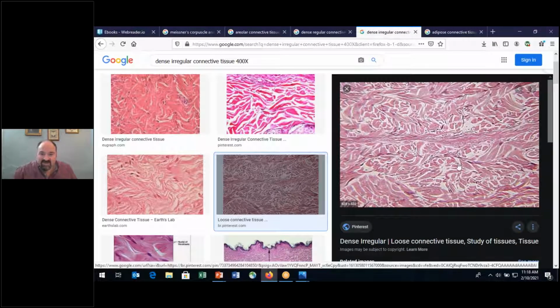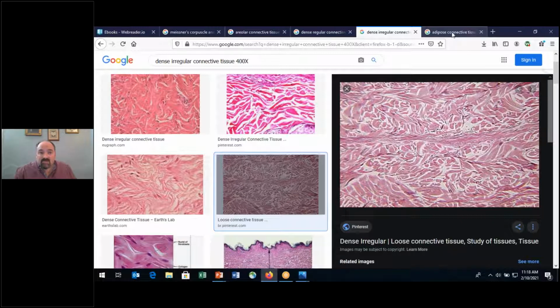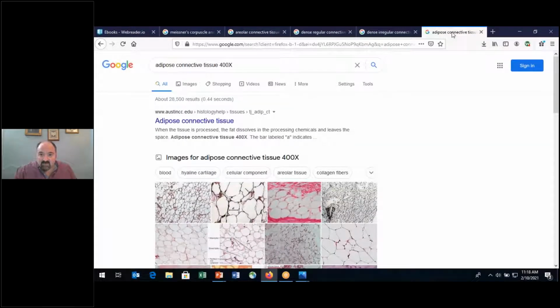Okay, so that's the dermis area, which is dense irregular connective tissue. Those collagen fibers are going in different directions, but they're anchoring and holding on tight to the epidermis. And then we have here adipose tissue. Adipose tissue is fat.